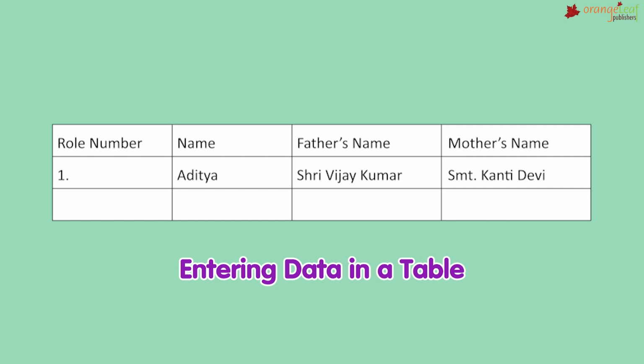Next, third row, first column is number 2. Third row, second column is Subhash. Third row, third column is Sri Naman Rao. Third row, fourth column is Srimati Divya Kumari. In this way, we can create a table and enter the data.